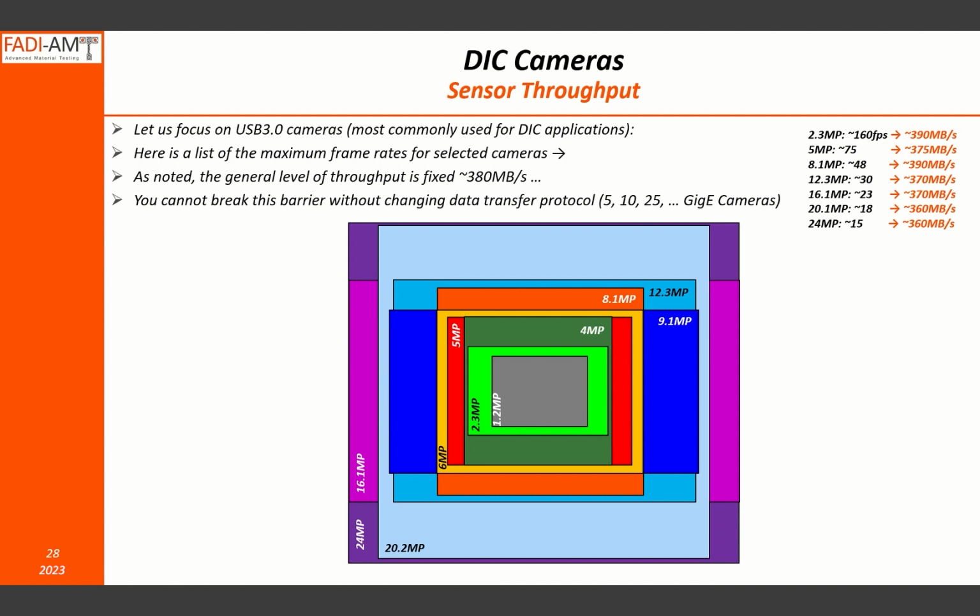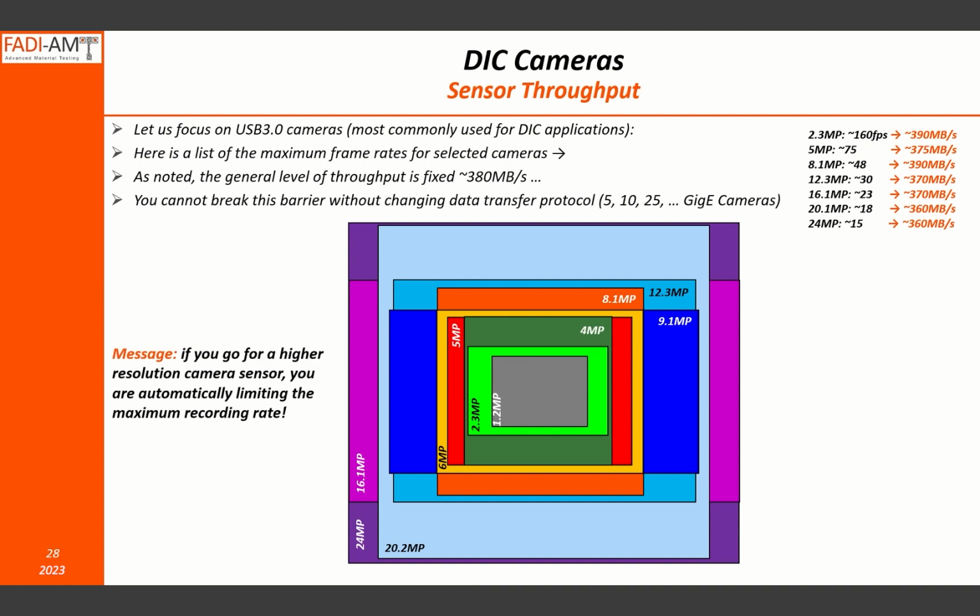You cannot break this number or barrier without changing the data transfer protocol. And that means going to other protocols, the most popular of which is the GigE cameras. There's 5, 10, 25, 50, 100, and so on. You can go faster. You can push a greater amount of data out of these sensors. And there are some other protocols, but regardless, if you basically want to push that number, you cannot push it unless you change the protocol.